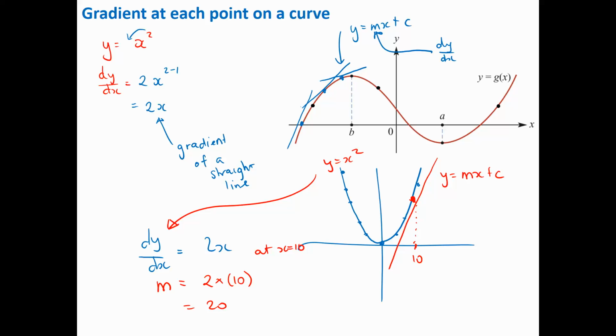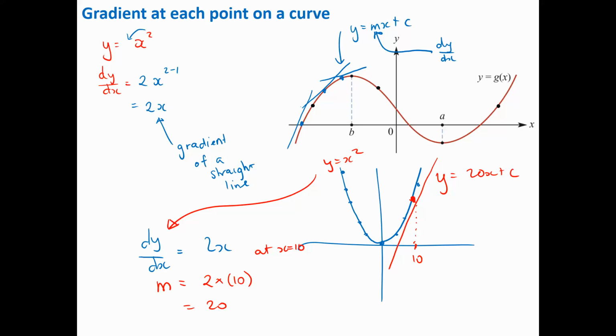That's all it tells me. And this gives me m. So right now I don't know what the y-intercept is, but what I do know is that the equation is y equals 20x plus c. Does that make sense so far? I haven't explained why that's the case.